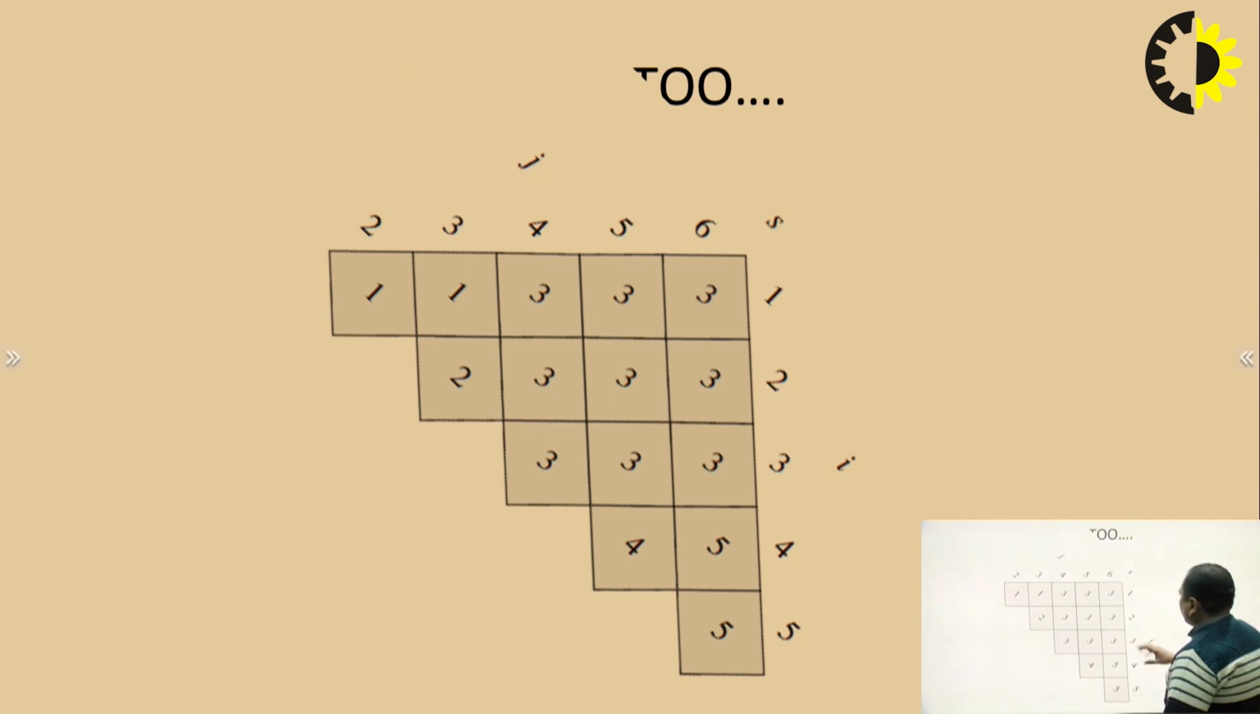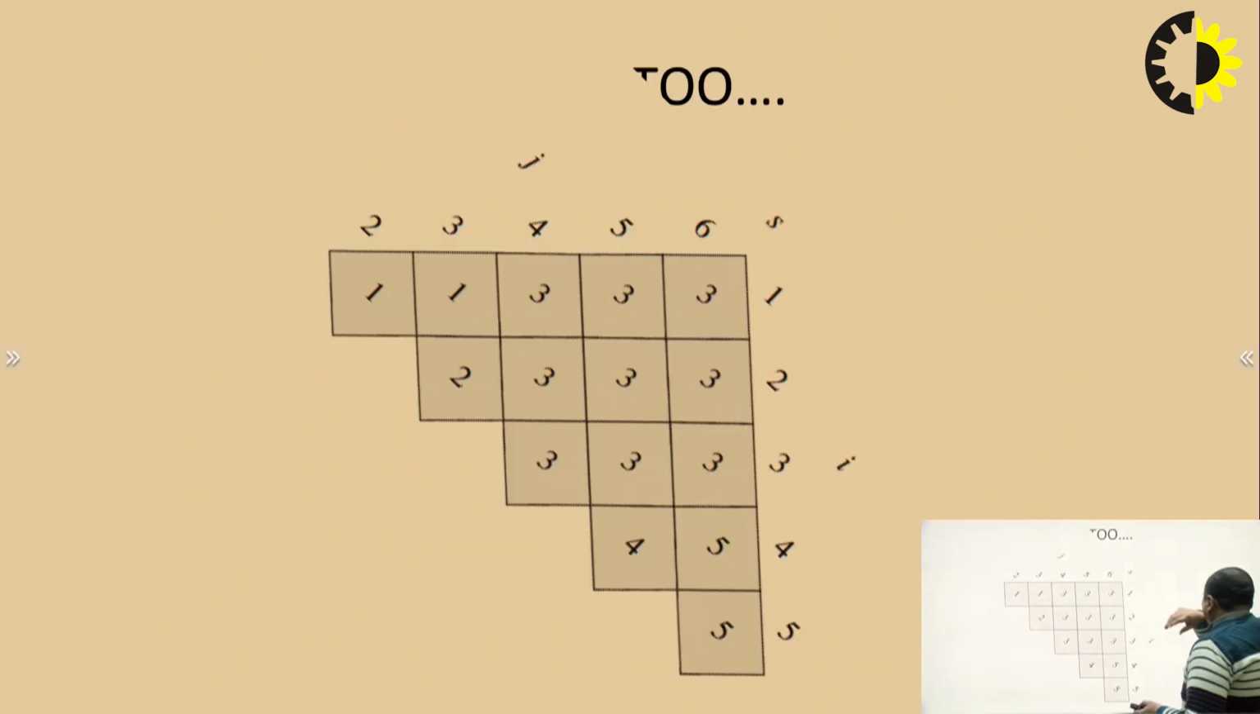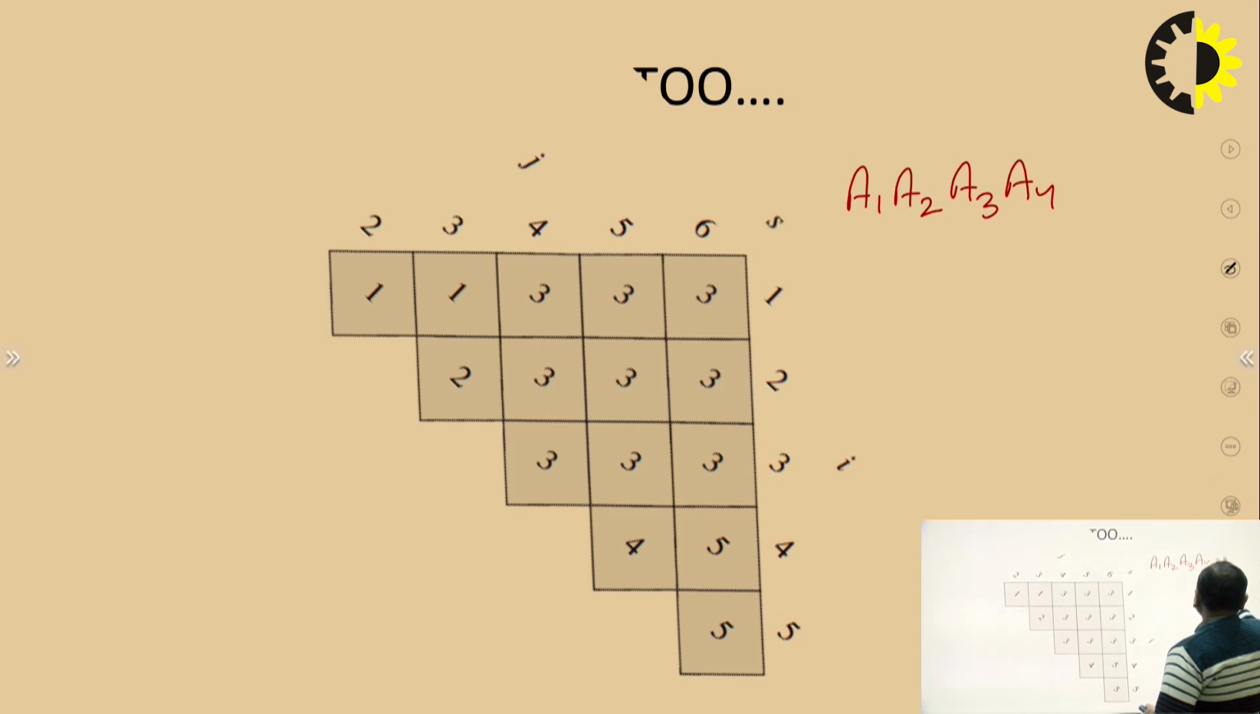So let us suppose we will try to understand with the help of this particular matrix. If we have 6 matrices A1, A2, A3, A4, A5, A6. So first parenthesis we have to put from 1 to 3.